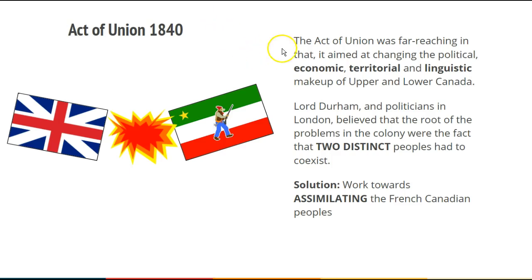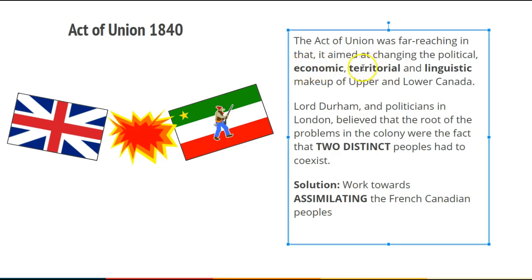So the Act of Union looked at changing the economic, territorial, and linguistic makeup of Upper and Lower Canada. So how does the colony make money? How is it organized territorially? And what sort of languages are we speaking in the colony, right? So again, Lord Durham saw the problem as two distinct peoples living in this colony, and the solution to it was to assimilate the French-Canadian peoples, to make it so the French-Canadian peoples would have to adopt the English way of life.